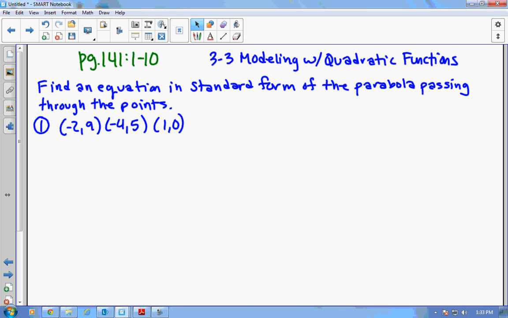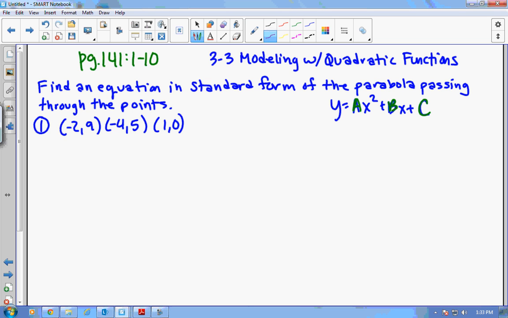Parabolas in standard form. Does anyone remember what standard form for a parabola would be? Who's got it? Y equals ax, what? Plus bx plus c. Yep, good job. So A, B, and C are values we're going to find. But it's a really long process, which is why we're only doing 10 of these, and a bunch of them together.